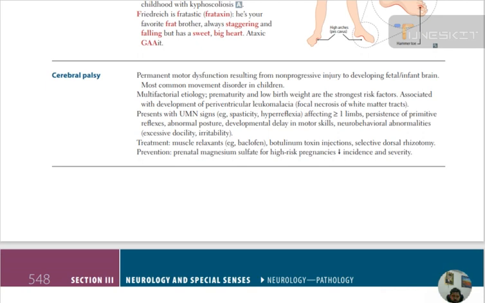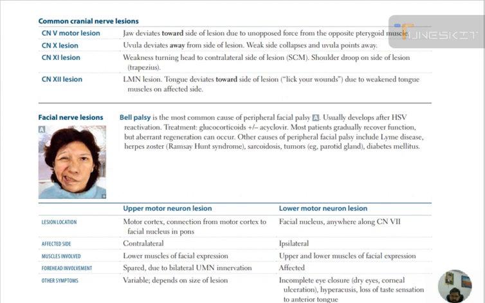So, the next page, common cranial nerve lesions. Very common is cranial nerve 5, motor lesion. The jaw deviates toward the side of the lesion due to unopposed force from the opposite pterygoid muscle. So if the right fifth cranial nerve is damaged, then the jaw would deviate toward that side due to unopposed force from the opposite pterygoid muscle.